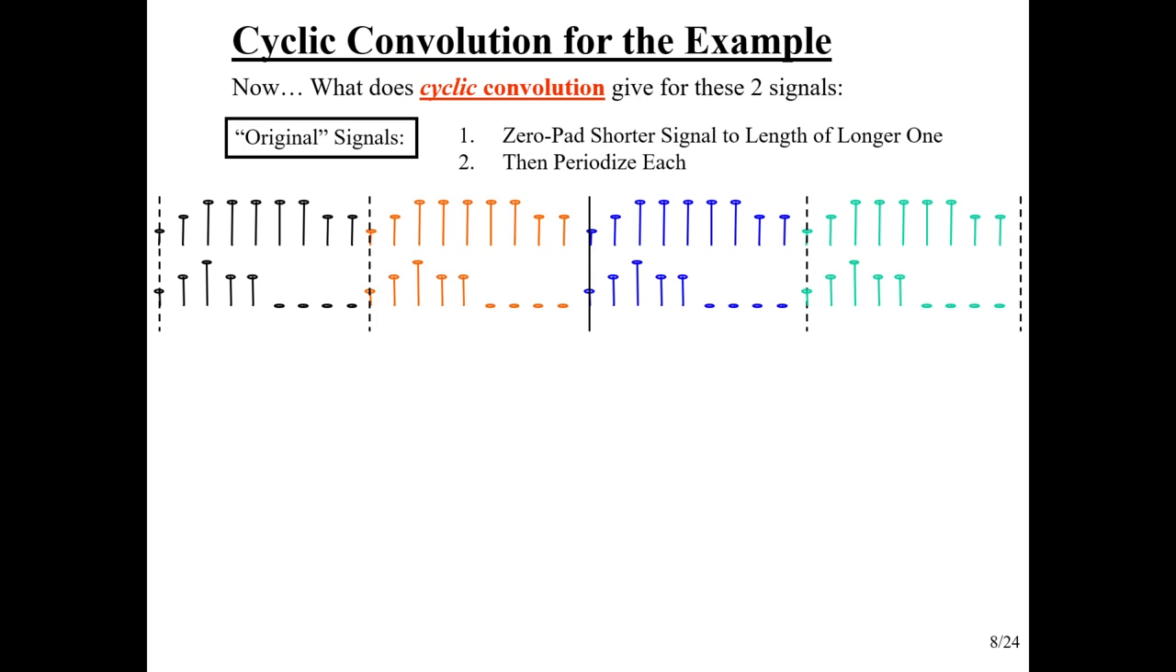So here's how we do circular convolution. Remember, we don't want this. We're just trying to understand what I would get if I took this shorter signal and zero padded it out to the length of the longer one.